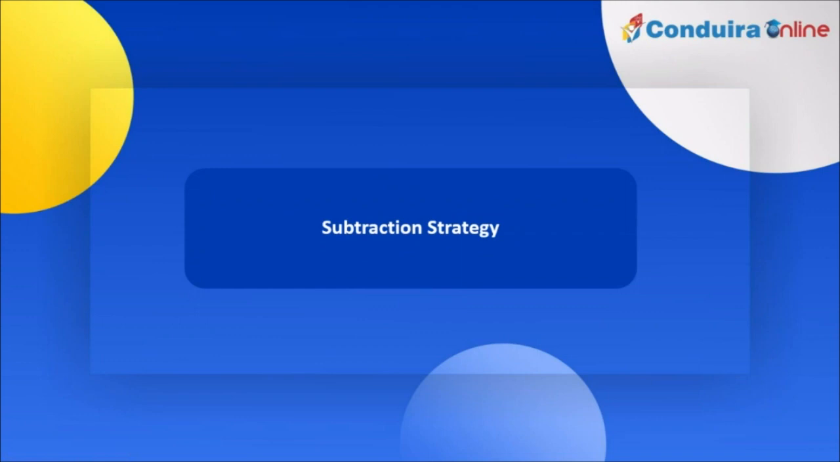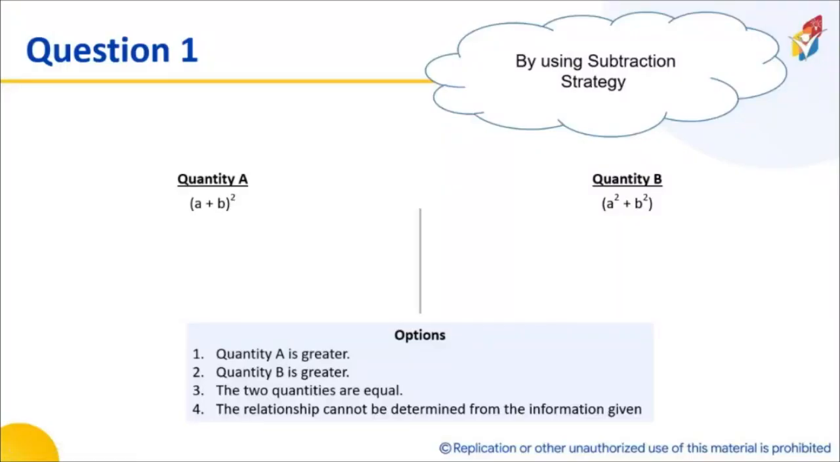Let's understand what the subtraction strategy means. Here is an example question. There are two quantities here, quantity A and quantity B. You notice that nothing extra has been given beyond this. Quantity A is (A plus B) whole square. Quantity B is A square plus B square. Which of them is bigger?